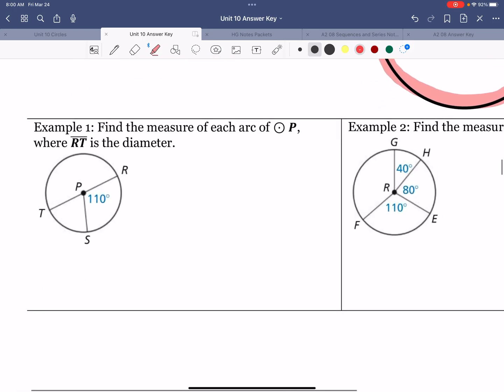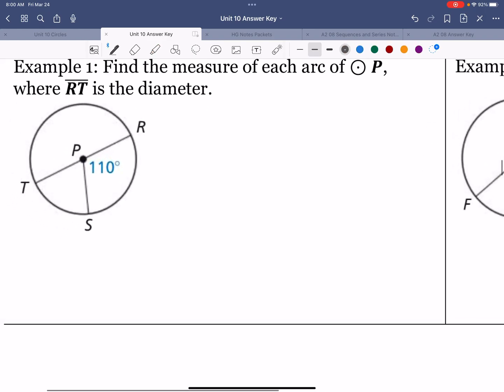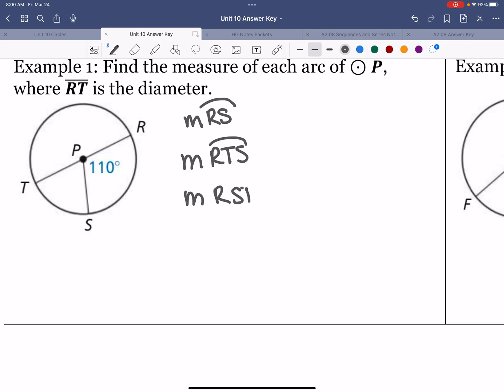Moving on from there, I have a couple examples that I want to go ahead and do to practice this. So I'm going to write out the arcs that we're going to find. First things first, we're going to find the measure of arc RS, the measure of arc RTS, and then the measure of arc RST. So if I want RS, I want this lovely minor arc that's right here. And that just gives me the same as the central angle, which is 110.